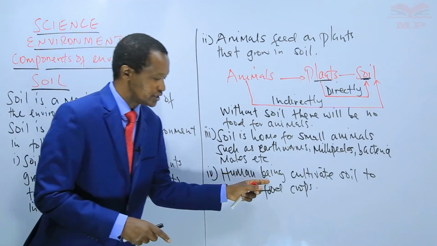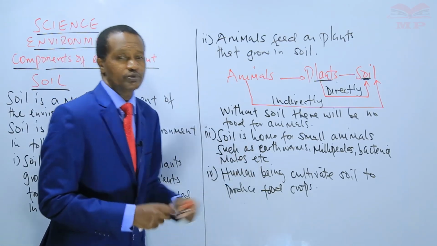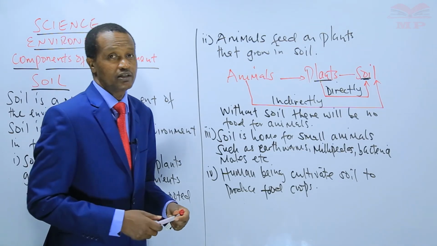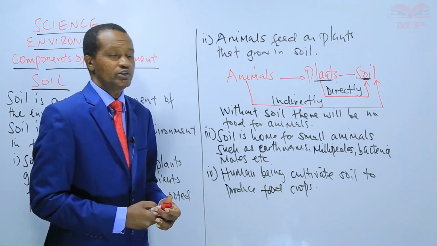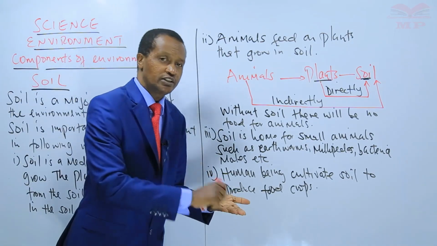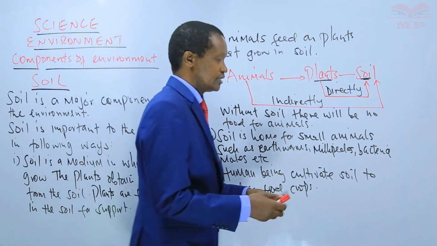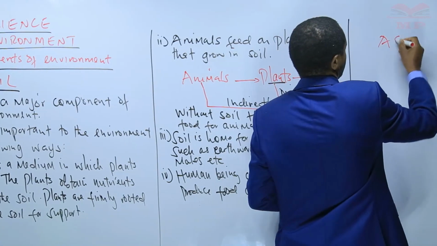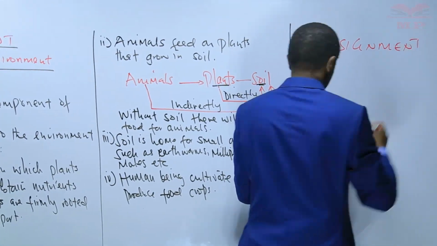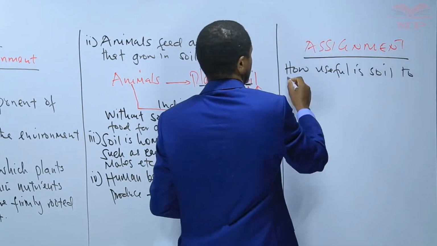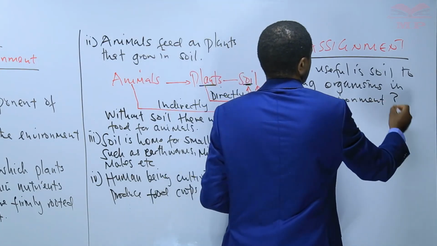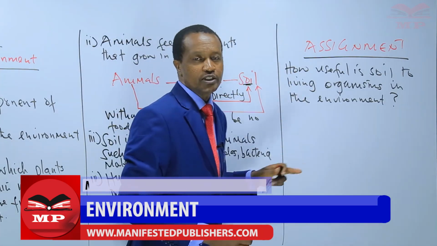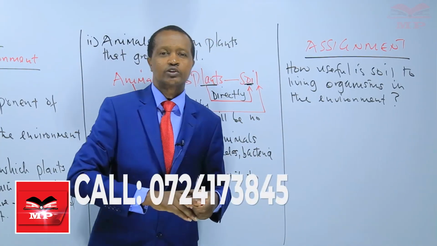Then lastly, human beings cultivate soil to produce food crops. So these are four ways in which soil is useful to the environment. And that will mark the end of our today's lesson. I want you to go through the lesson once more, write down notes, then answer this question. I have one question for you today. This is your assignment. How useful is soil to living organisms in the environment? Question mark. Thank you for attending our today's learning session.